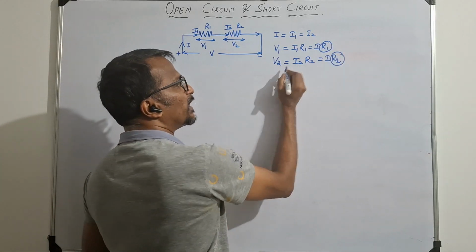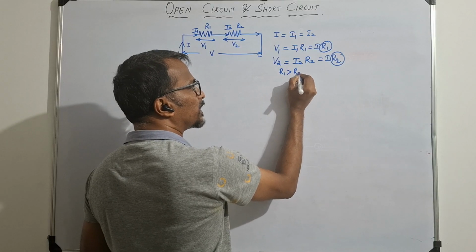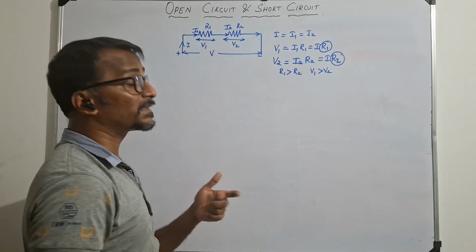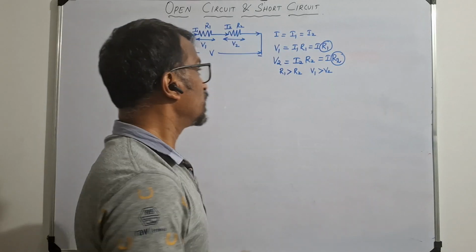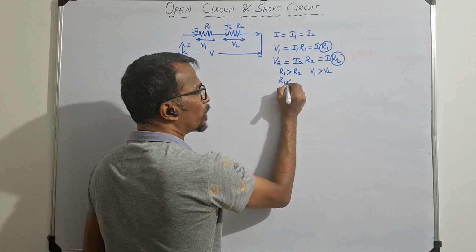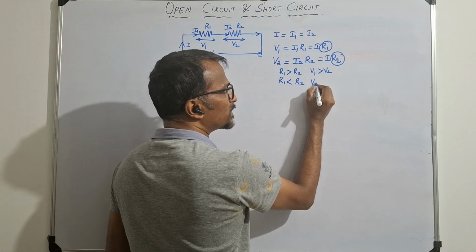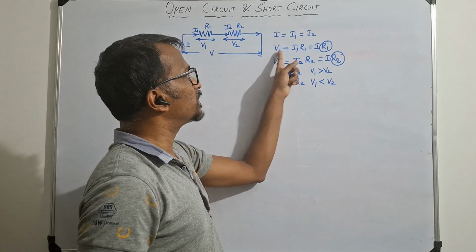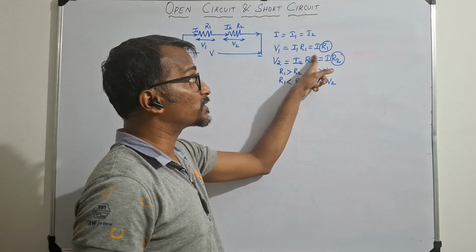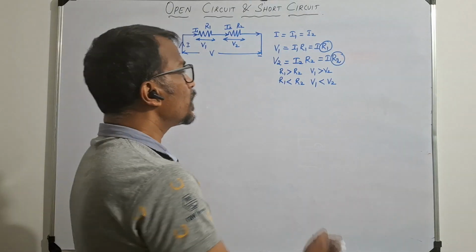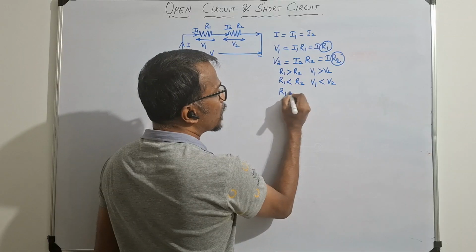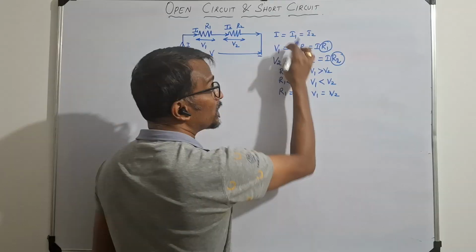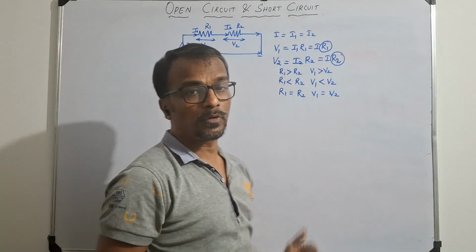From this, we can conclude that when the resistance is varying, for example when R1 is greater than R2, the voltage V1 across R1 is greater than the voltage across R2. Similarly, when R1 is less than R2, the voltage across R1 will be less than across R2. That means voltage is directly proportional to resistance if the current is constant. When R1 is equal to R2, we can say V1 is equal to V2. Why? Because the current is the same.